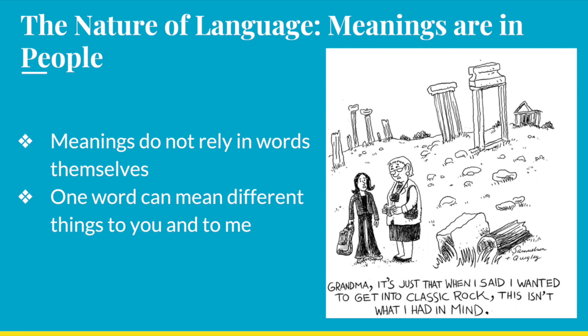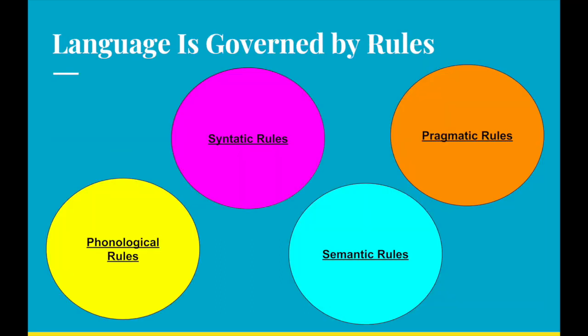On the right is a comic which helps explain this. It shows that the same words do not always cause the same interpretation. Language is also governed by rules. The four rules are phonological rules, syntactic rules, semantic rules, and pragmatic rules.